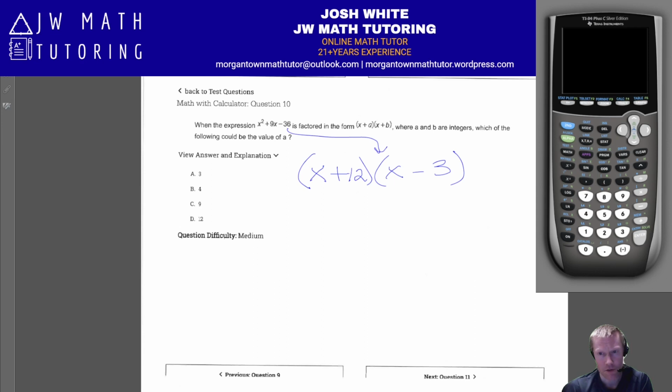And now it says it's factored to the form x plus a times x plus b, where a and b are integers. Which of the following could be the value of a? Okay, so because it's x plus a and x plus b, that means that the only possibility for a is the 12 right here. Technically, if we're going to take this parenthesis and write it as x plus something, it would be x plus -3, and therefore the b would be -3, not +3. So that's why the answer to this question is letter D, 12.